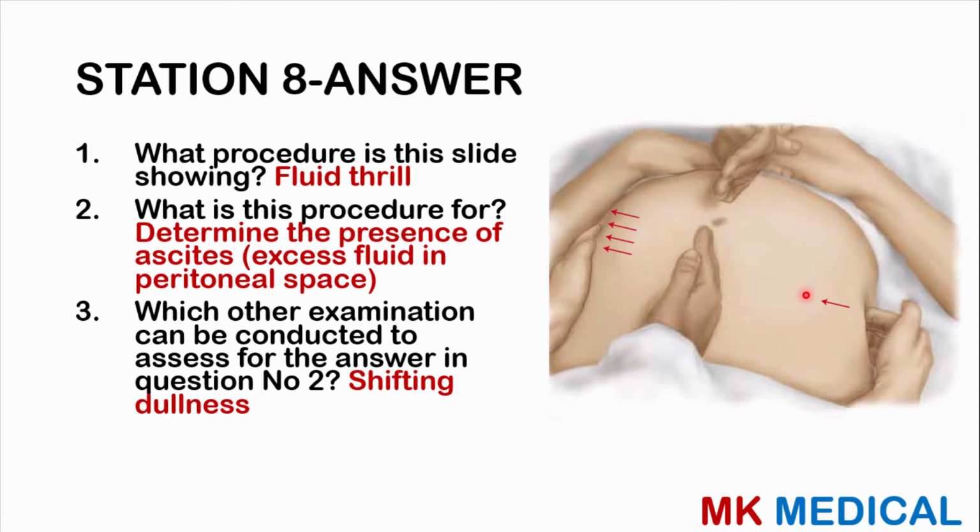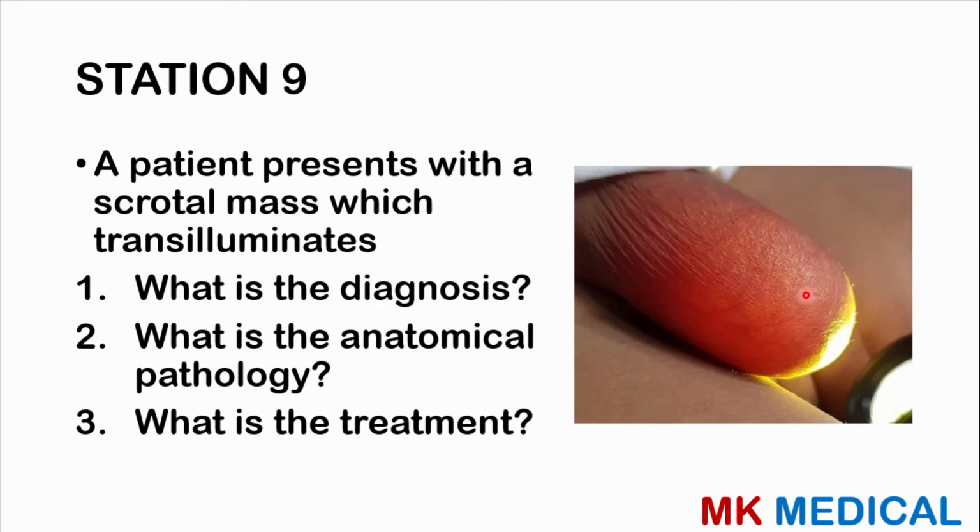Then another examination that we may perform to prove this is shifting dullness, where you percuss in an area and you discover that this area is dull. Then you keep your finger in that area and you ask the patient to turn to their lateral side, and you percuss on that area. And if that area is no longer dull, then you refer to that as shifting dullness. It means that the fluid has shifted to another gravity dependent position.